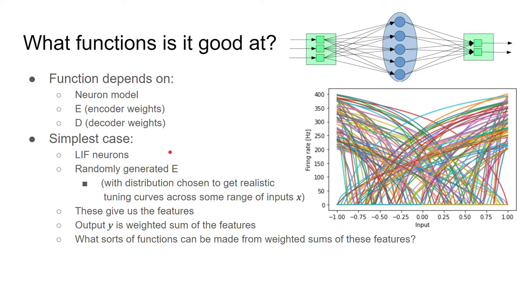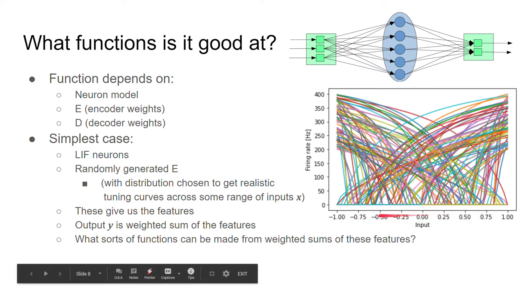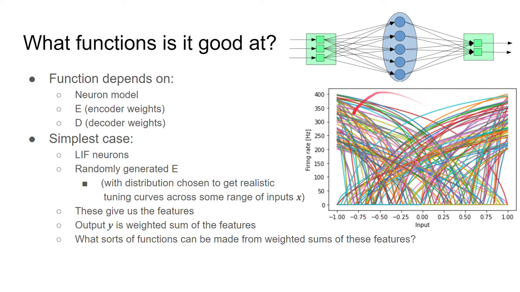For the simplest or a relatively common case, this is with leaky integrate and fire neurons, and I'm randomly generating the encoders. What am I plotting here? I've got one input for this particular case, which is my input across X. So I've just got one arrow coming in here. And what I'm plotting is that each of these lines is a different neuron. Each neuron has different connection weights to that value. Of course, it's going to have both a connection weight and that bias input.